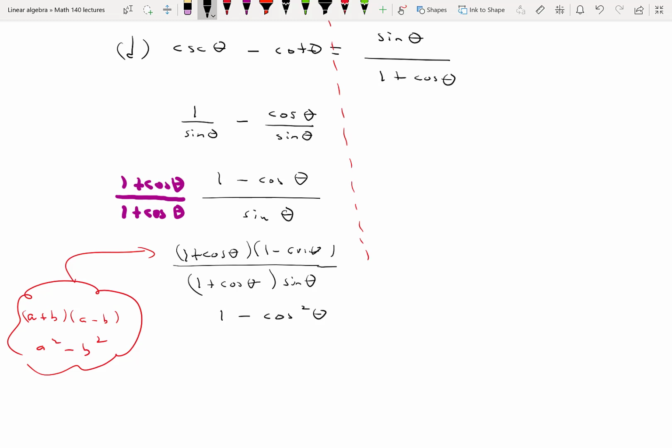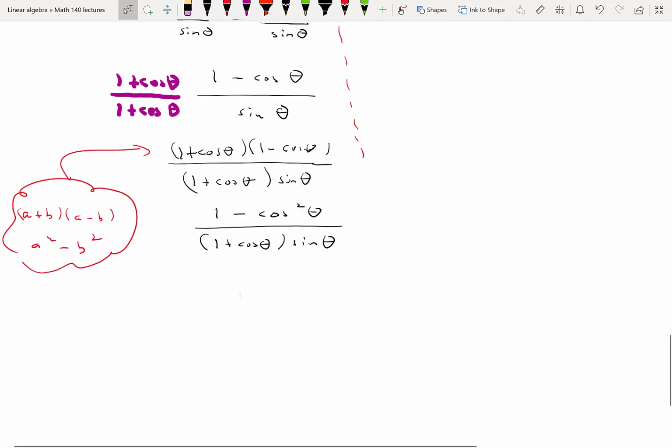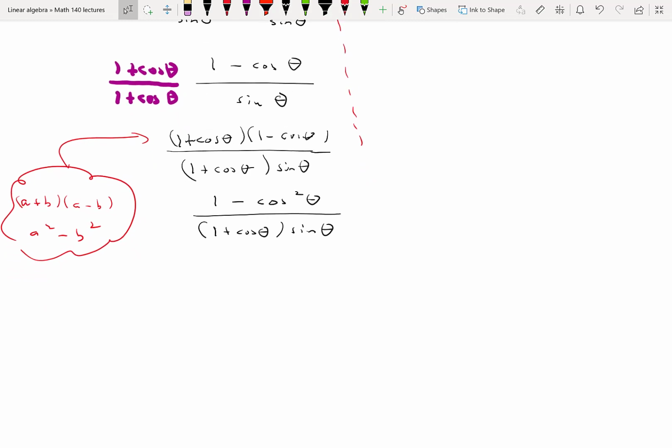Okay? So I have (1 minus cosine squared) over (1 plus cosine) times sine. And still, I need to get rid of that sine in the denominator. Look at the numerator: 1 minus cosine squared. I have no identity with 1 minus cosine squared in it, but I do have an identity that has cosine squared in it: sine squared theta plus cosine squared theta equals 1. I get to assume that.